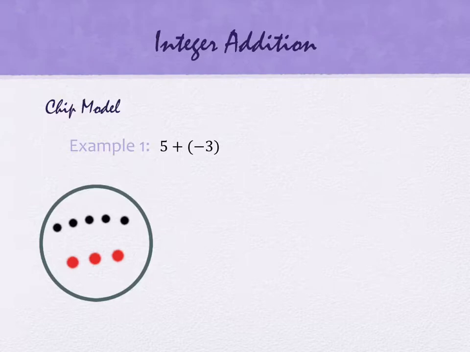That's what it's going to be on my picture. Yeah, 5 blacks, 3 reds. So let me actually write that down. So for me, my black is positive, and my red is negative. Okay, everybody good with the picture so far?